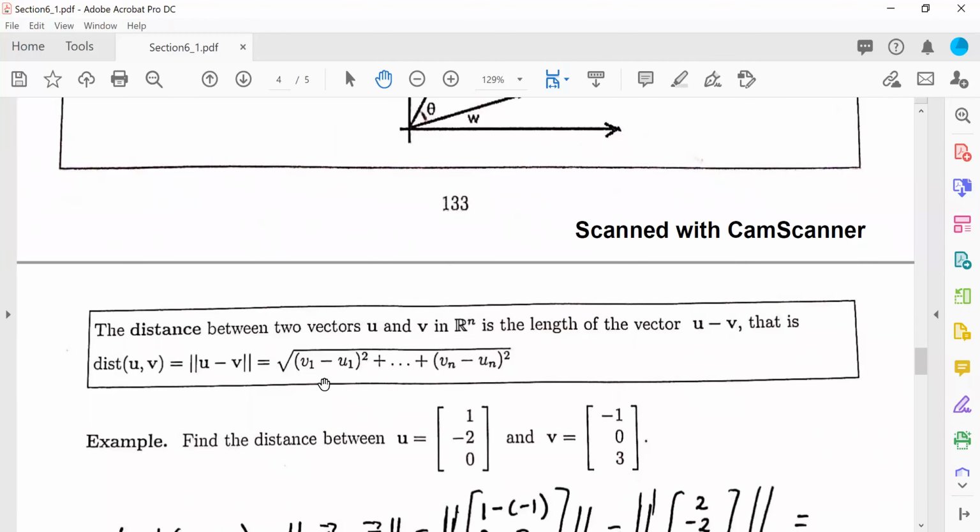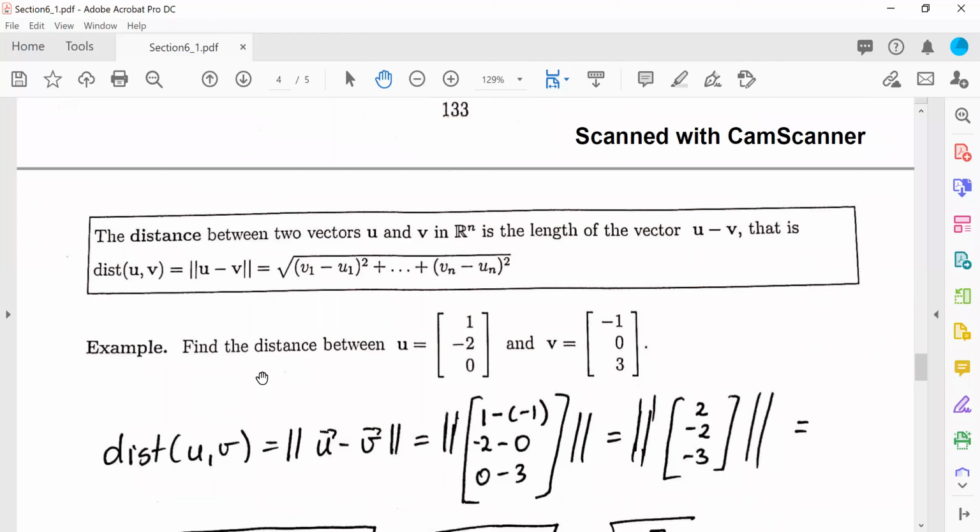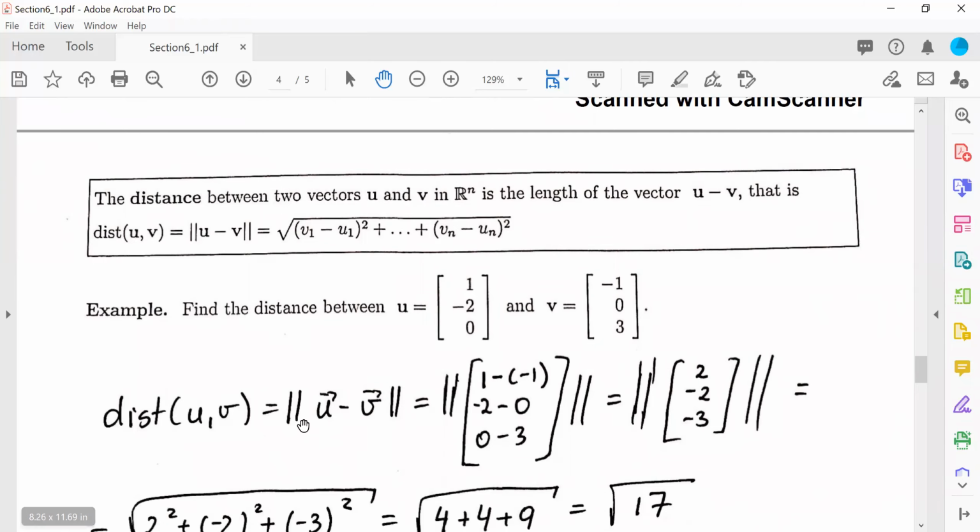Now the distance between two vectors u and v is the length of the vector u minus v. That is the distance, which is the norm of u minus v, so you would have the square root of the sum of the squared coordinates. So we have an example: find the distance between u and v. The distance is the norm or length of u minus v.